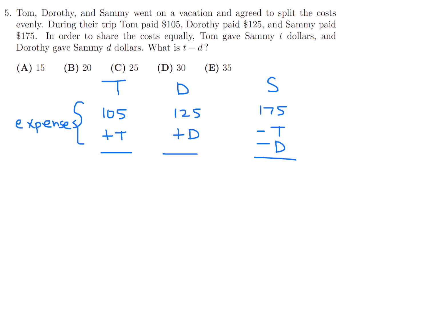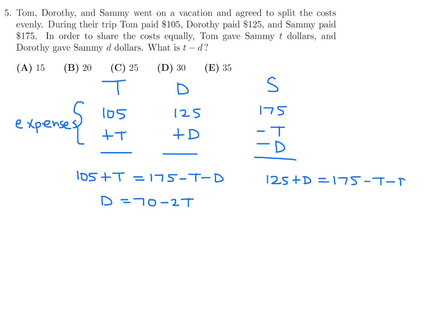So mathematically, that means that 105 plus T is equal to 175 minus T minus D. And simplifying, you get D is equal to 70 minus 2T. It also means that 125 plus D is equal to 175 minus D minus T. And simplifying here, we get T is equal to 50 minus 2D.